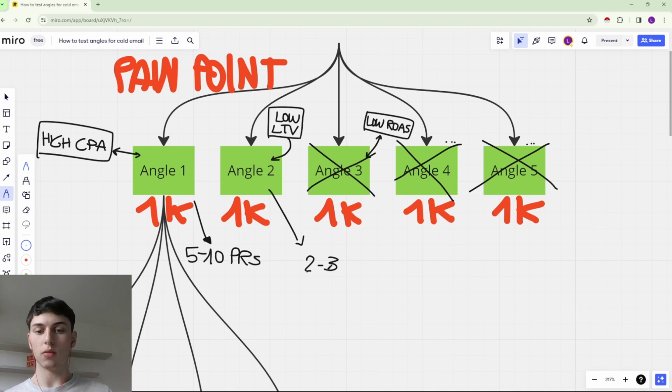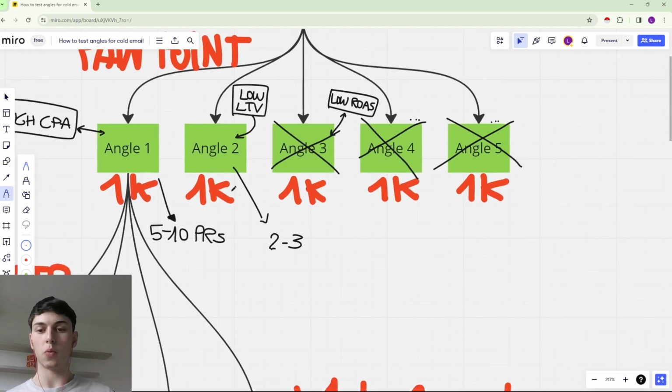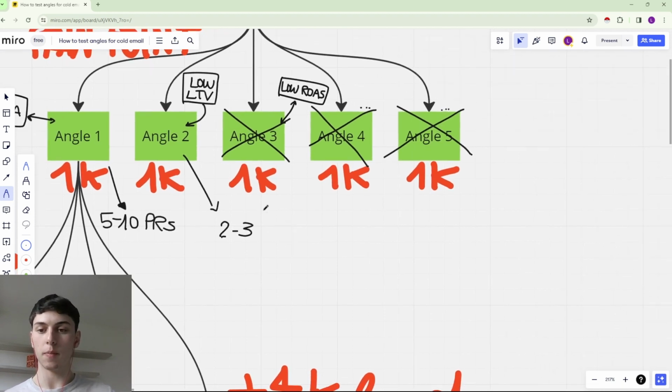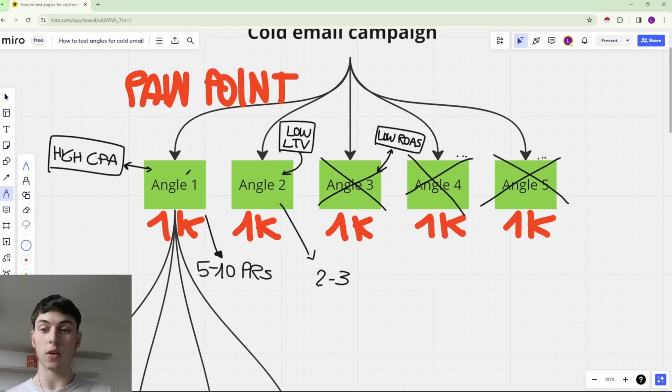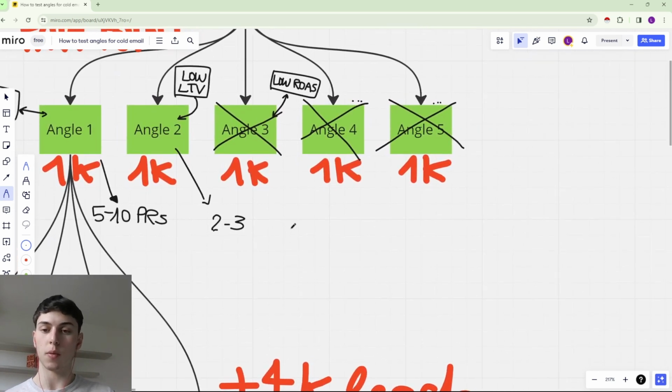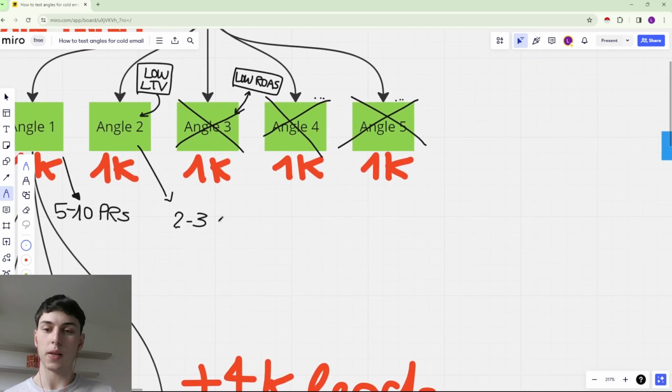Now, say you got 2 to 3 positive replies for 1,000 leads, which is not the best. So this angle is not a winner, I would say, but it's not even a bad performing angle. So what you can do here, considering that this angle also worked better than angle number 2, let's focus on angle number 1. Say you get 2 to 3 positive replies.